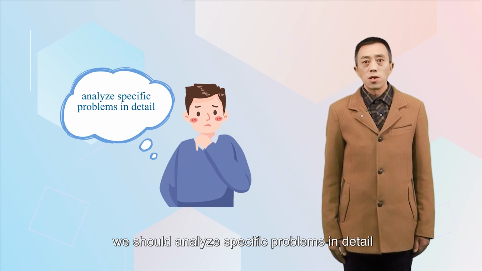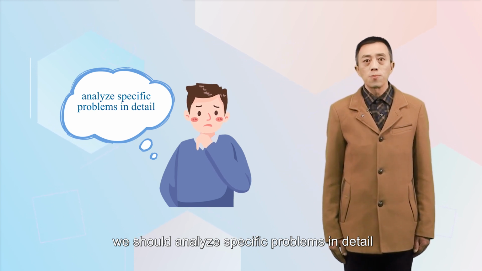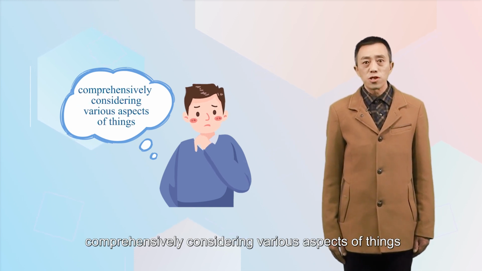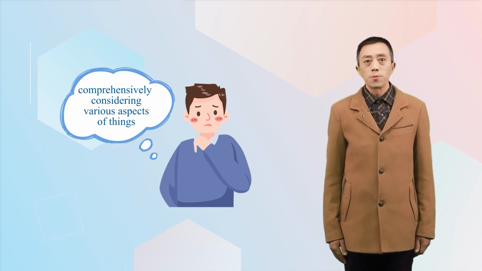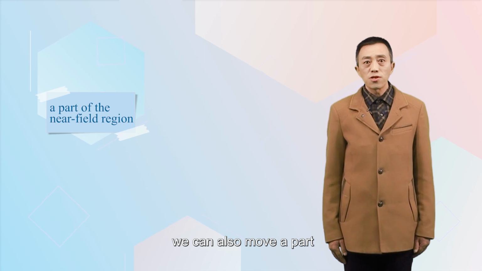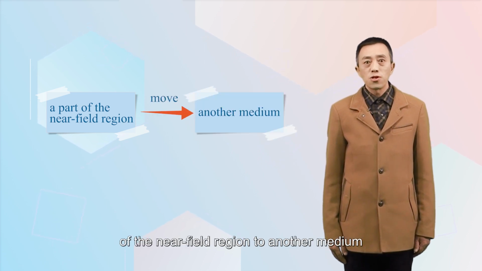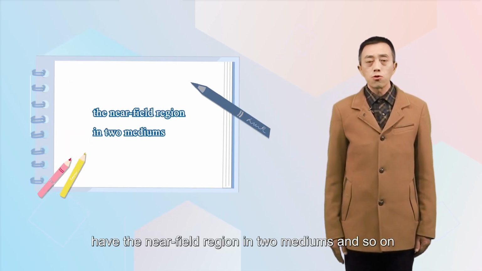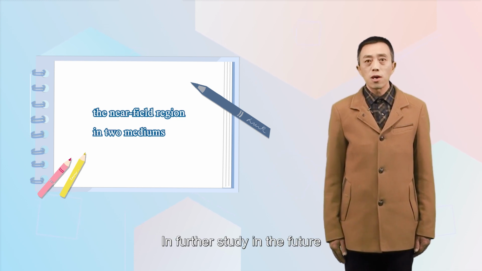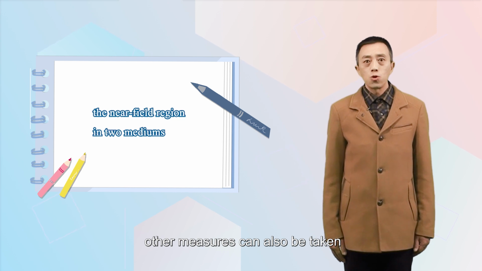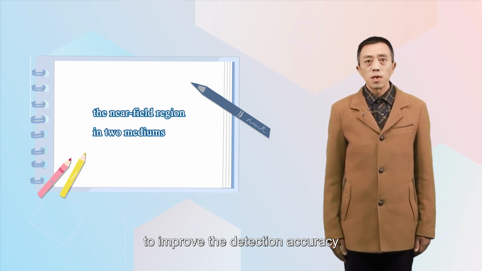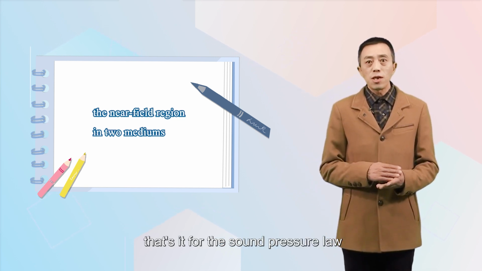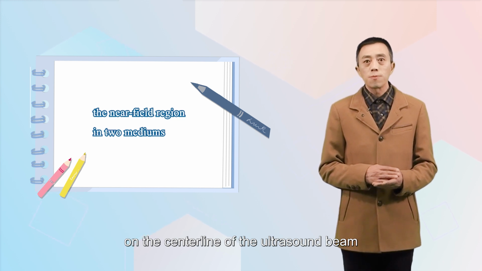Therefore, we should analyze specific problems in detail, and everything should be divided into two, comprehensively considering various aspects of things. In addition, we can also move a part of the near-field region to another medium. That is, have the near-field region in two mediums, and so on. In further study in the future, other measures can also be taken to improve the detection accuracy. Well, that's it for the second sound pressure law on the center line of the ultrasonic beam.